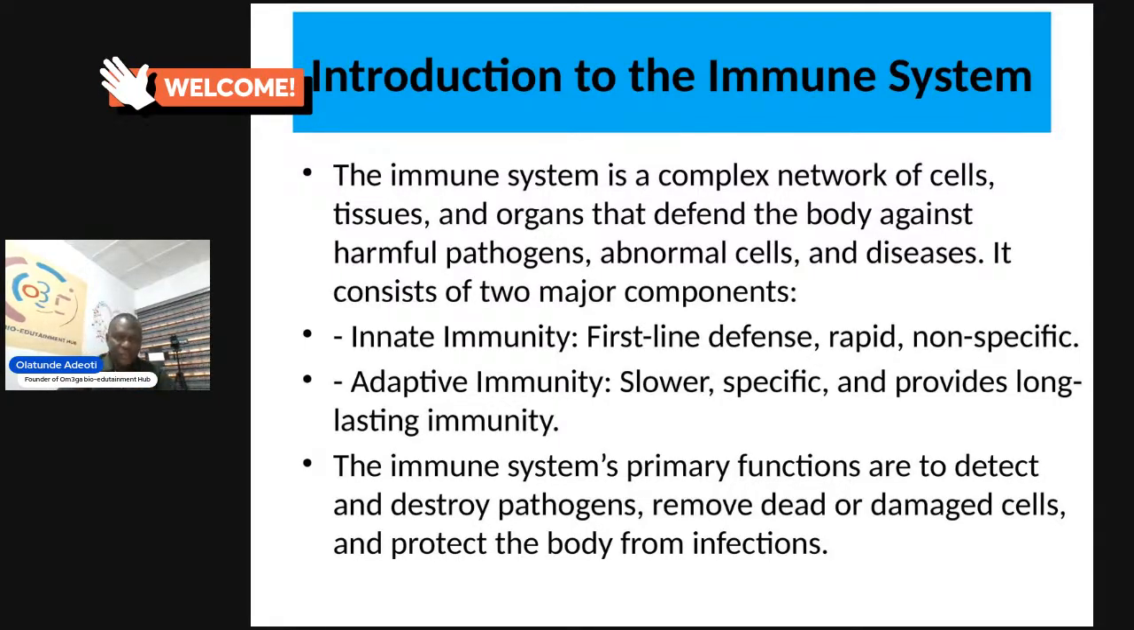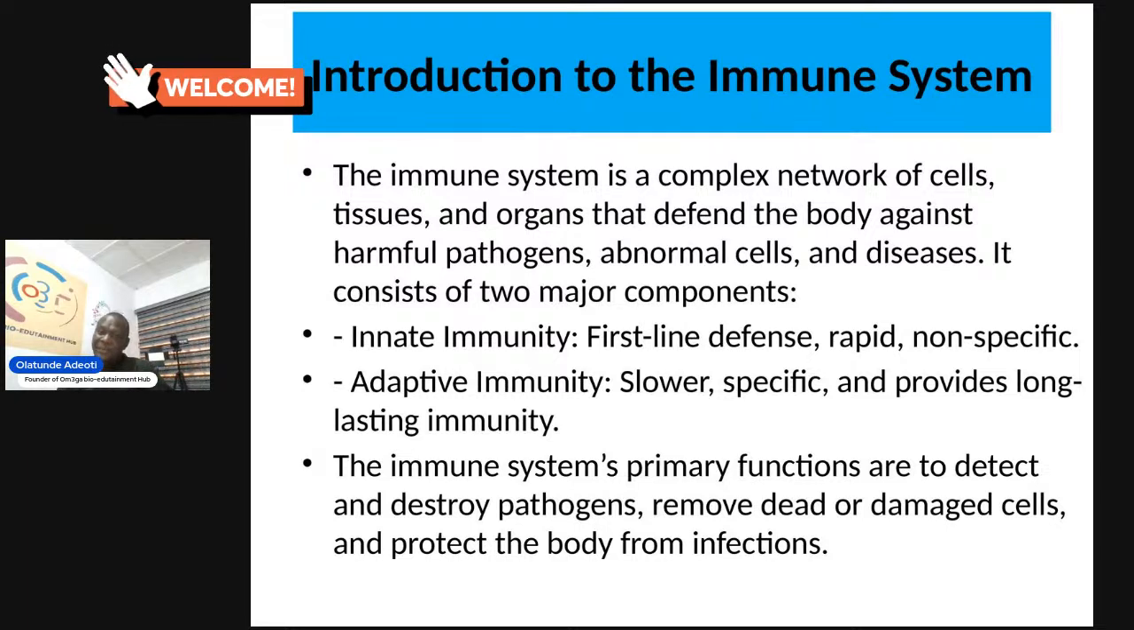So the immune system comprises two arms. The first one is innate, just like I said, and this is the first line of defense, very, very rapid in action and in response, and it is non-specific. It is naive because it's going to be the first line of defense. Then the second one is adaptive immunity, and from the word adaptive, it is much slower, highly specific, and it provides a long-term or long-lasting means of immunity.